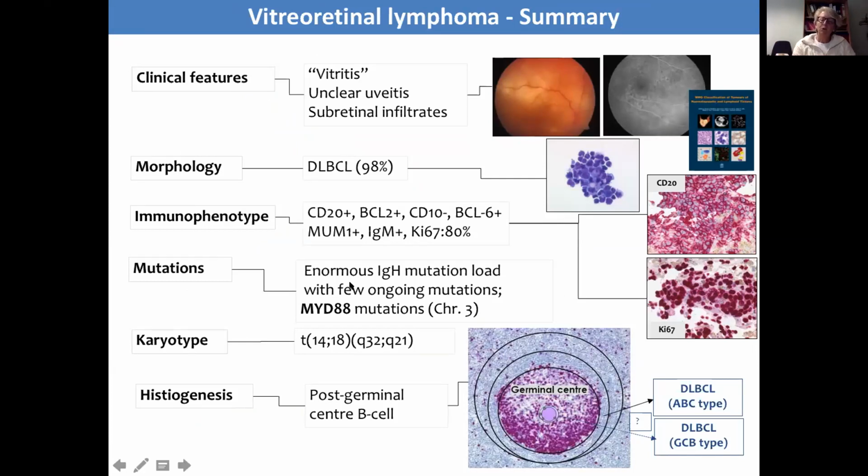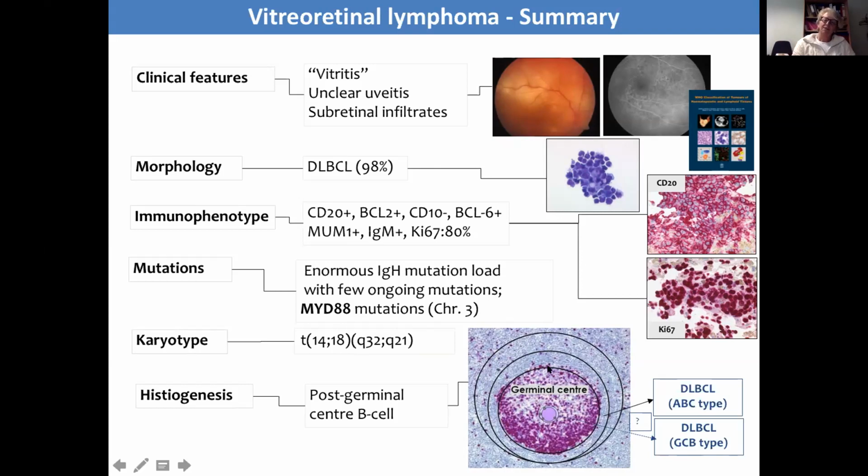I didn't go into details, but in up to 70% of the cases, you have an MYD88 mutation. They have a very high load of somatic mutations, which is very similar to what you see in CNS lymphomas. And so there is a great deal of similarity between the vitreoretinal lymphomas and the CNS lymphomas, and more often than not, unfortunately, the patients do develop CNS lymphoma and have a poor prognosis subsequent to that.